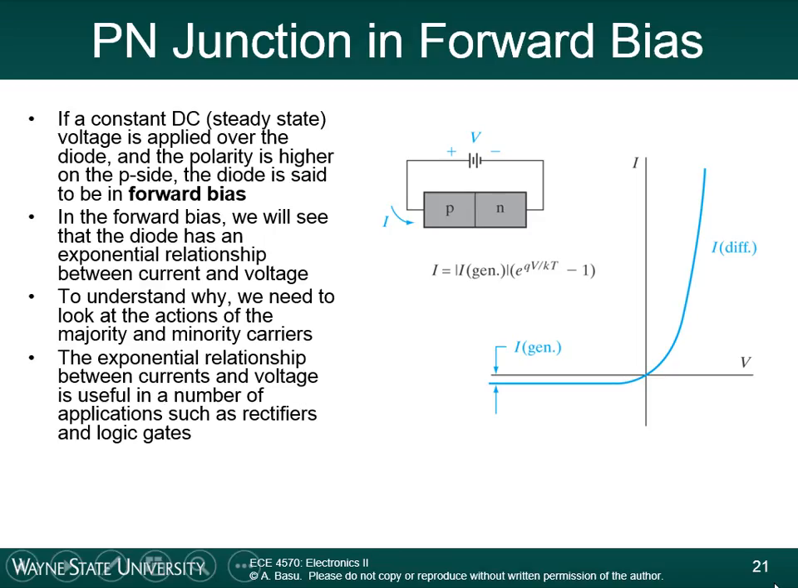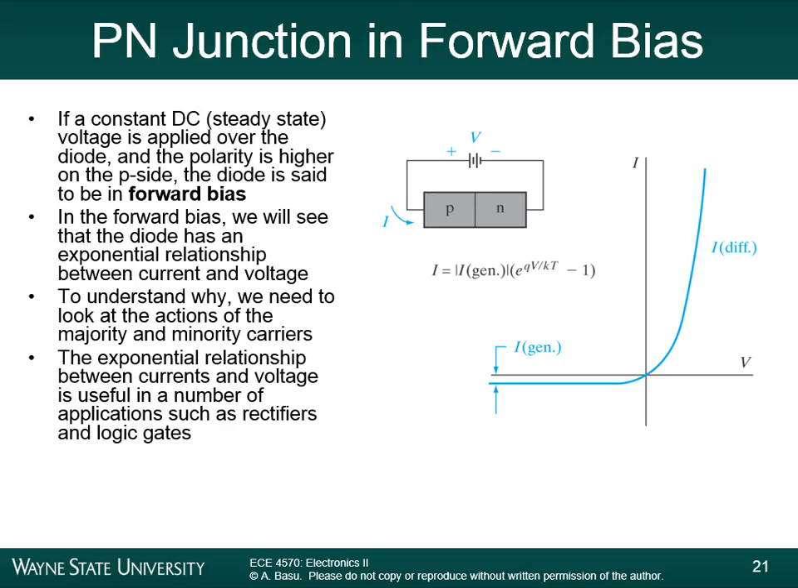It turns out that this exponential IV relationship is very important in circuits. Does anyone know where diodes are used? Where do we take advantage of this exponential IV characteristic? Sorry? Reverse batteries? Yeah, in circuits, sometimes we take advantage of the fact that the diodes have a 0.7 volt bias. Sometimes we use it as a battery.